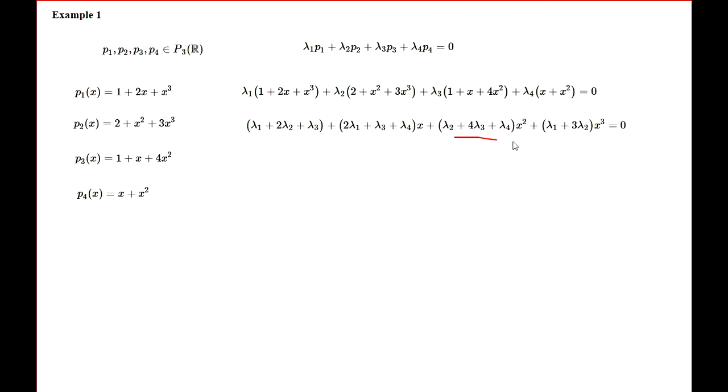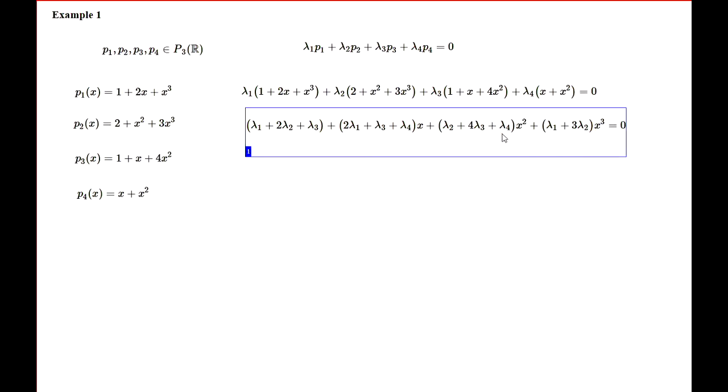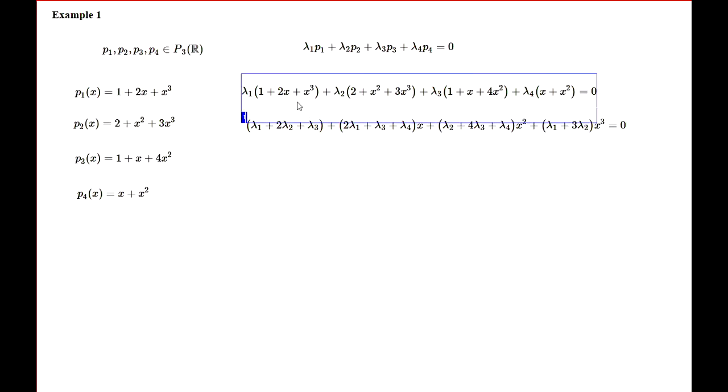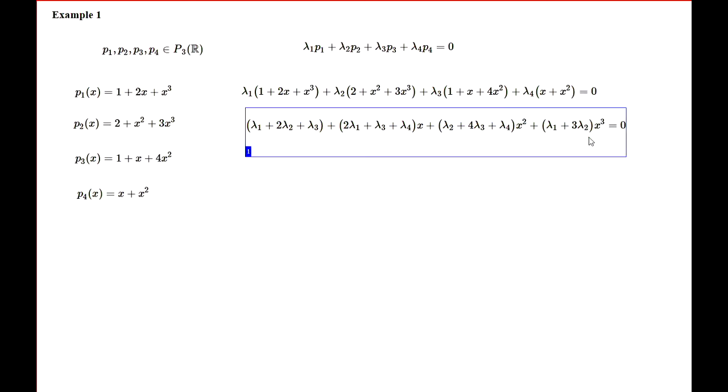Then all of the x squared terms. No x squared term in here, that's why no lambda 1, 1 x squared term in here, that's why it's lambda 2, 4 actually x squared terms here, that's why it's 4 lambda 3, and 1 x squared term here, that's why it's lambda 4. And then the cubic terms, 1 from here, 1 from here, and that's it. All of them here. So I just rearranged.